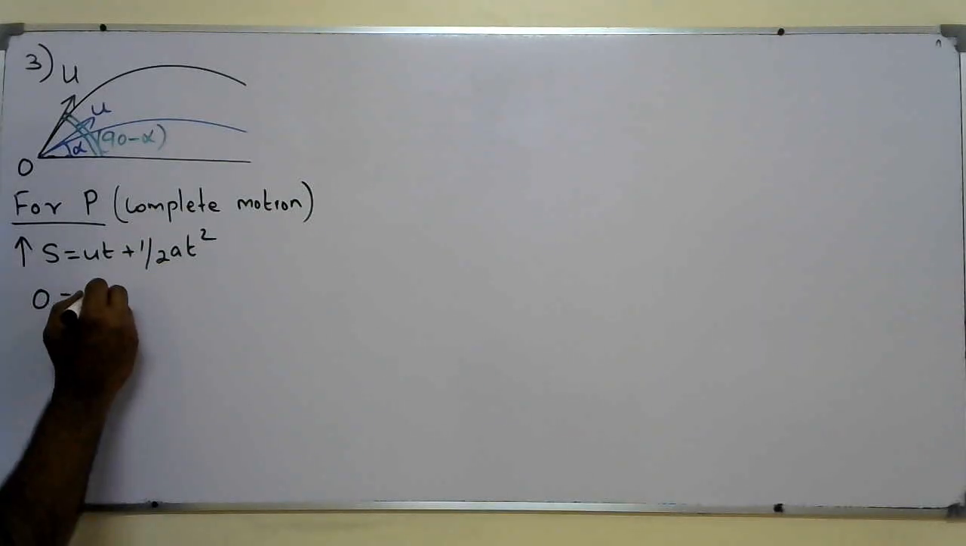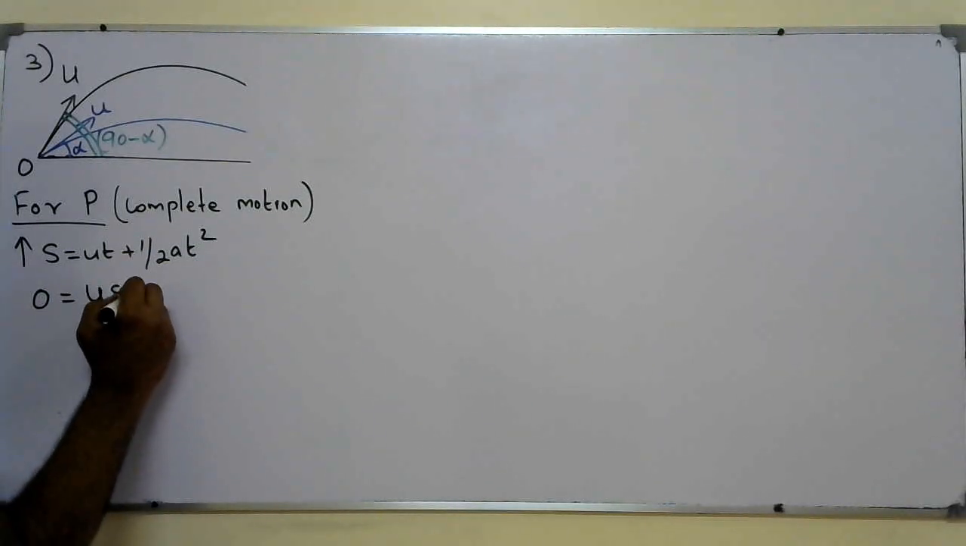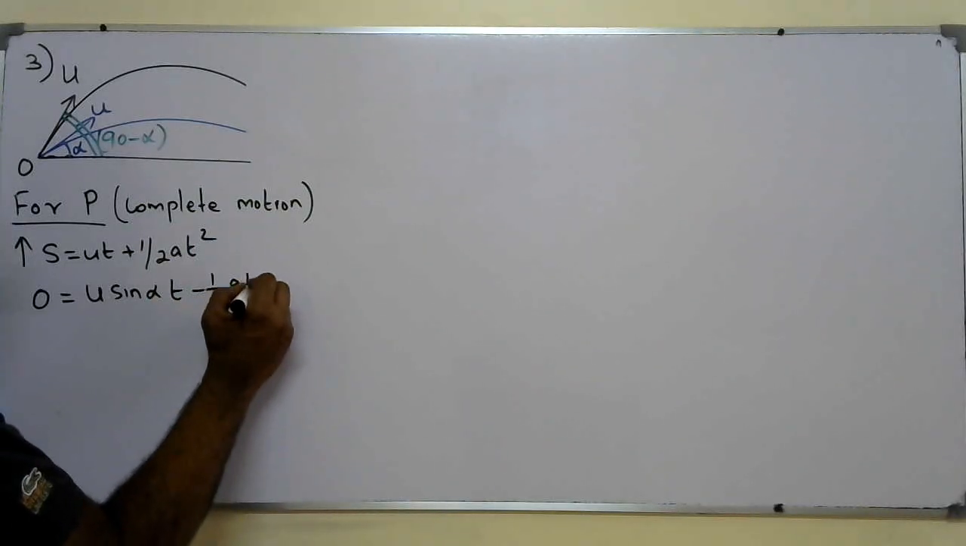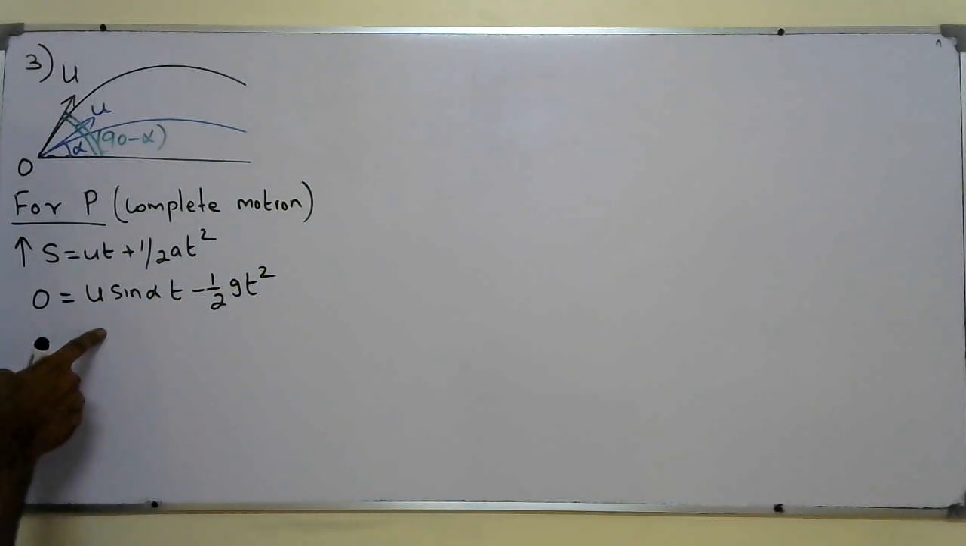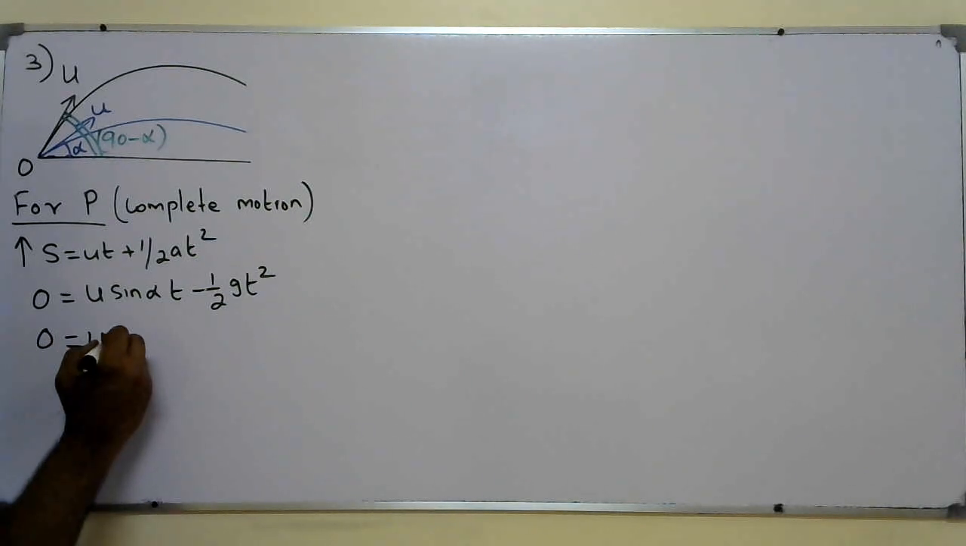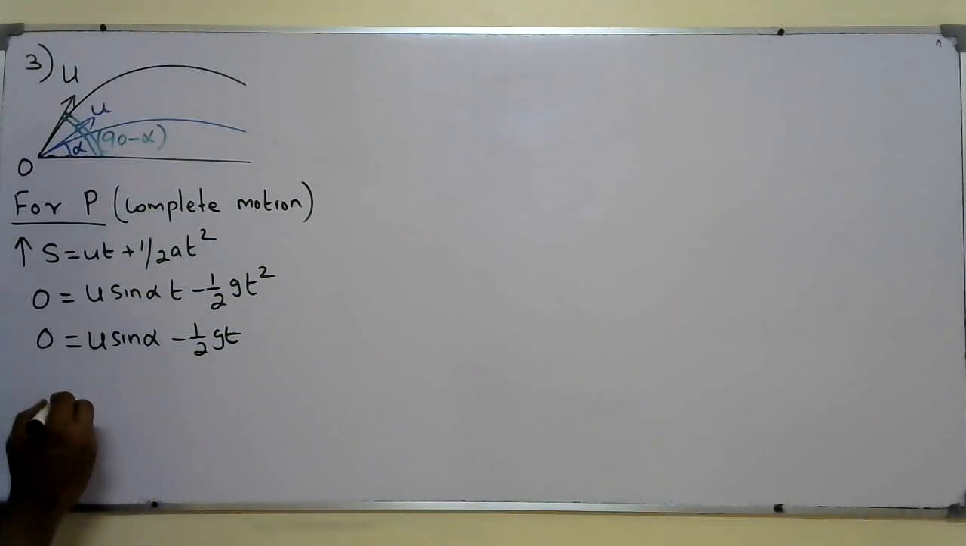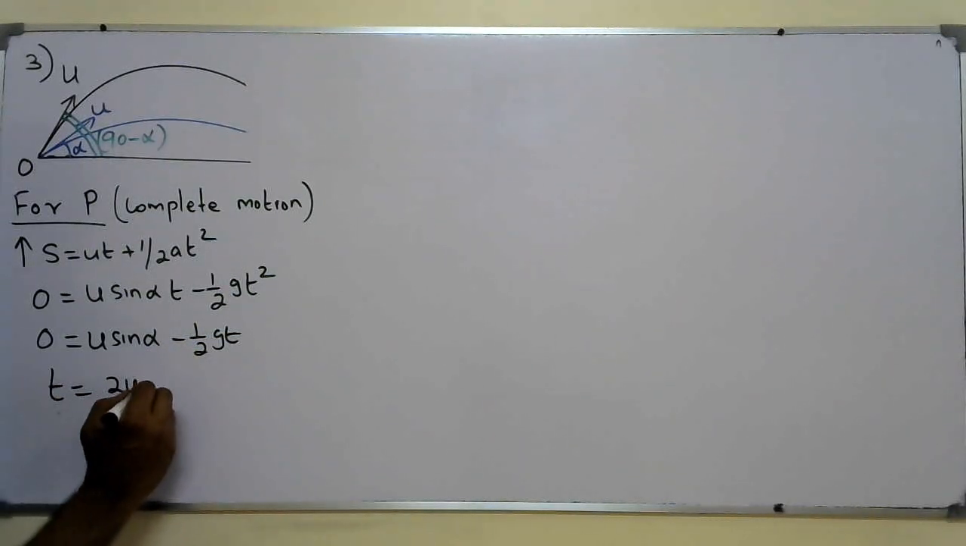So S equals the initial speed u sine alpha t minus half g t squared. So it's going to be 0 equals u sine alpha minus half g t. So from this, t equals 2u sine alpha over g.